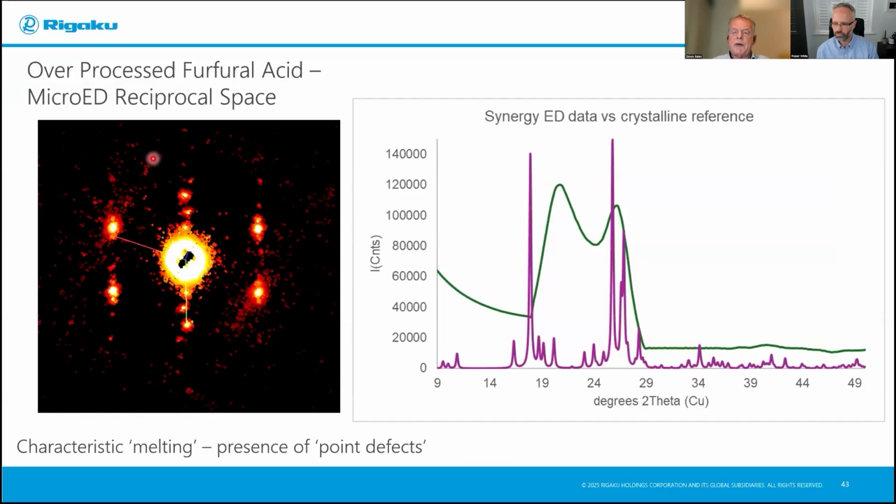And instead of seeing the nice rays of well-defined diffraction peaks we would expect to see for a crystal, this one is very, very messy. Very broad, diffuse diffraction peaks. There's also a change in symmetry going on here somewhere. So there's multiple changes occurring due to the over-processing of the material.